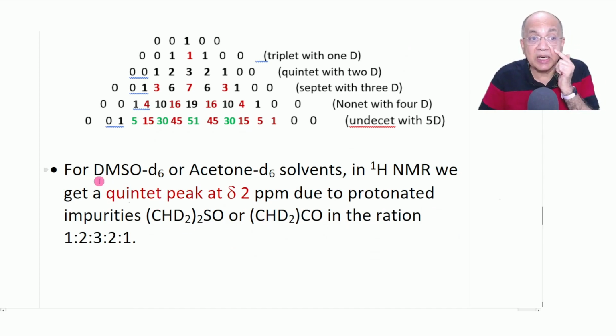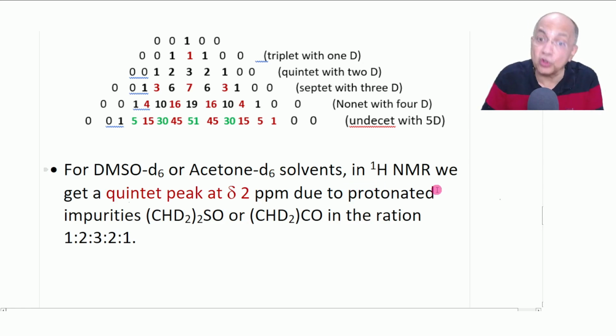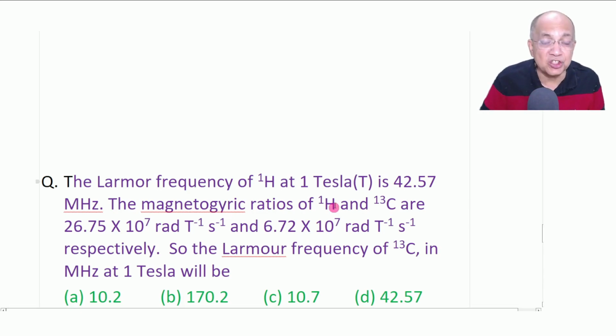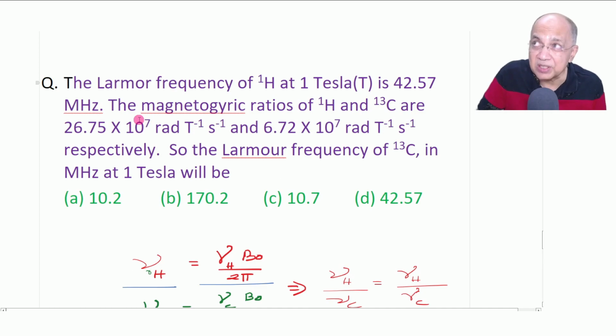And for your information, when DMSO-D6 or acetone-D6 solvents are used in proton NMR, sometimes we get a quintet peak, a proton peak at 2 ppm, with the same intensity ratio 1:2:3:2:1. Why? Because in the deuterated solvent there is an impurity, a small quantity of impurity containing a single proton in each spin system. So this single proton gives a proton peak and, coupled with 2 deuteriums, gives you a quintet. So the 2 ppm proton peak appears as a quintet in this ratio. That is due to the impurity present in the DMSO-D6 or deuterated acetone, right? In this kind of discussion, I will be sharing with you my experiences so that it will enrich your confidence, I'm sure.